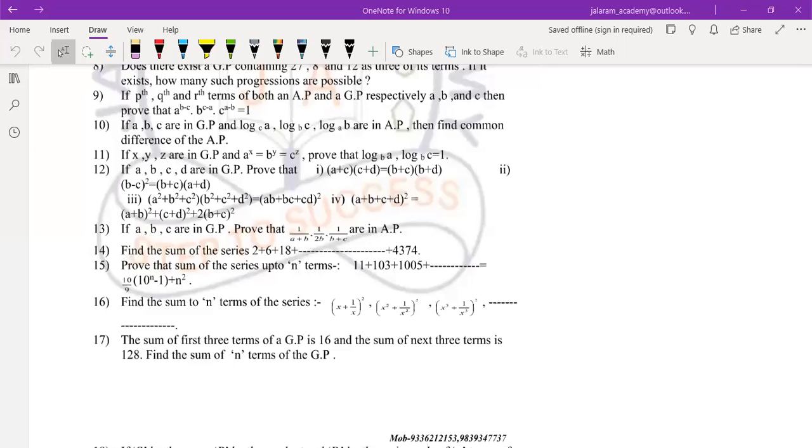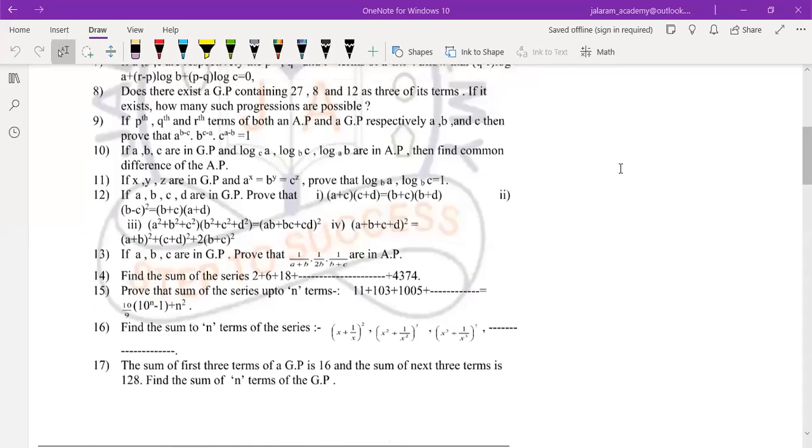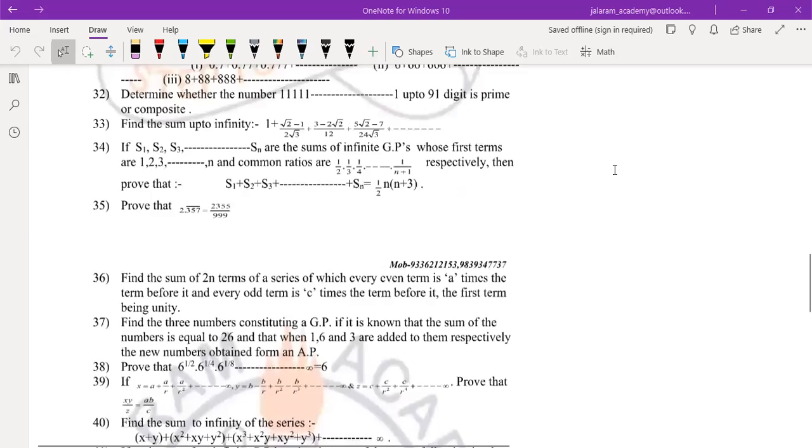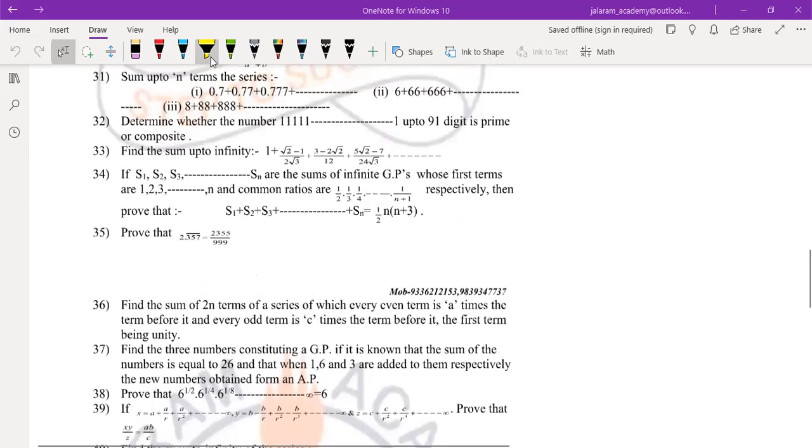Welcome back, students, again. Now, further, we will discuss some more important questions involving GP, though they are not in GP, but they are solved using the properties of GP. Like this question, 6 plus 66 plus 666, or 8 plus 88 plus 888.